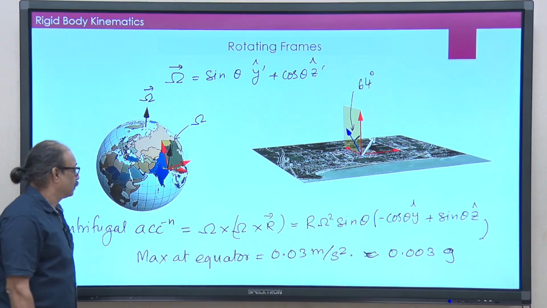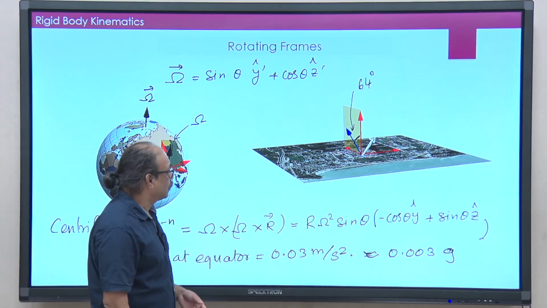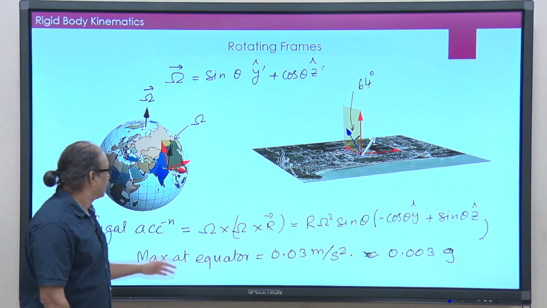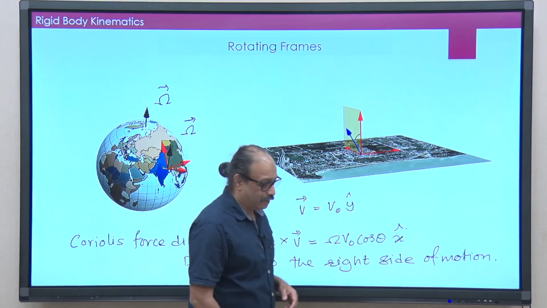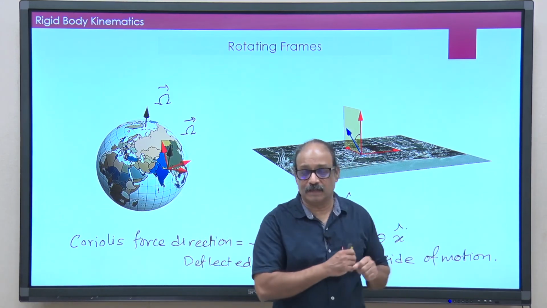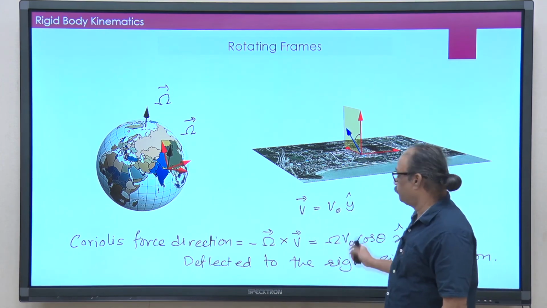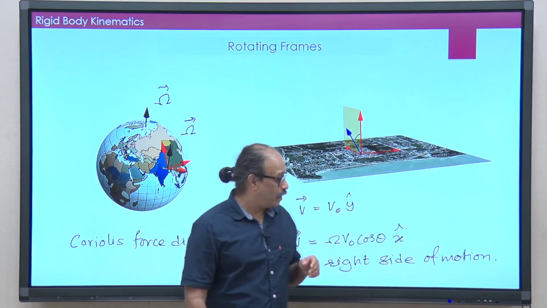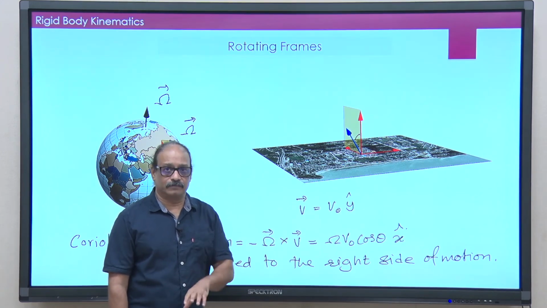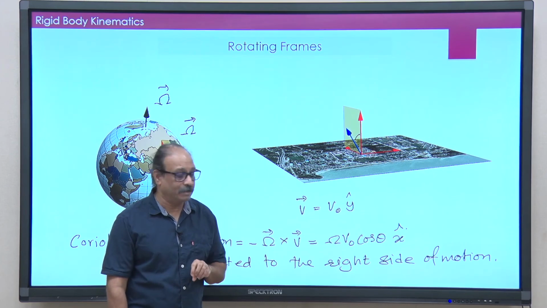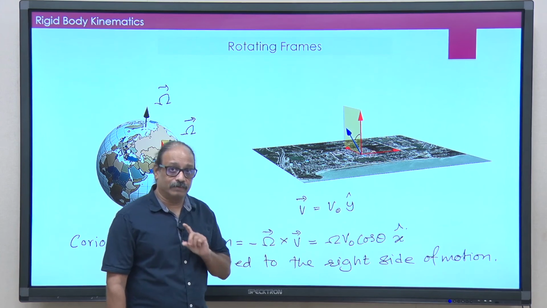That is this one, and then there is Coriolis force, that also we can immediately figure out. Now, we have omega vector. So, take for example, you have a car and you are driving towards north. So, your velocity in our frame is basically V naught y cap. And how much Coriolis force would you experience? Coriolis force again will be very small, because omega is small, but we can figure out the direction.